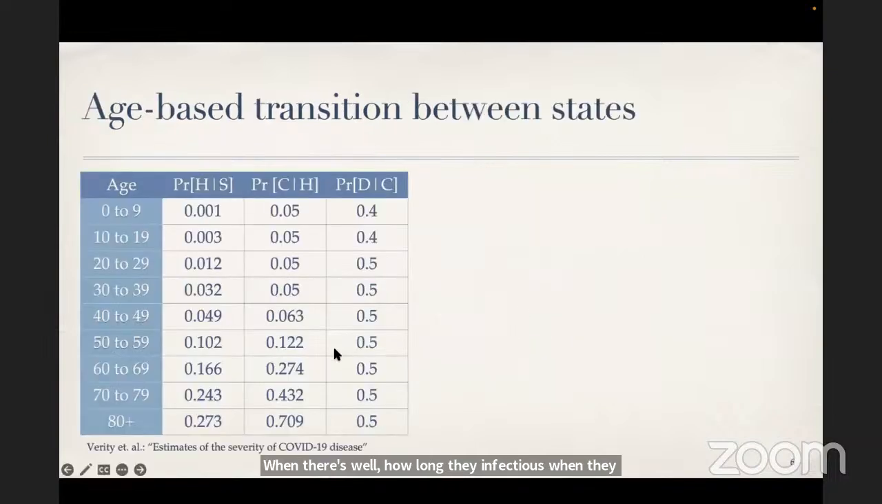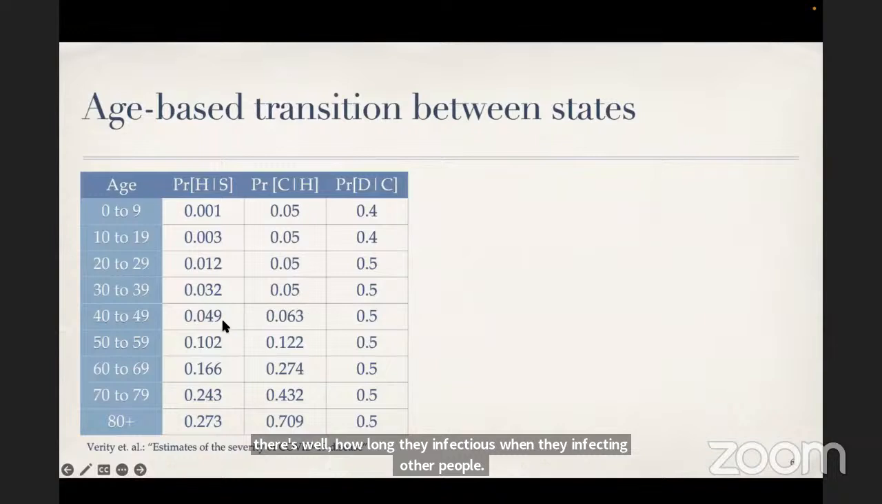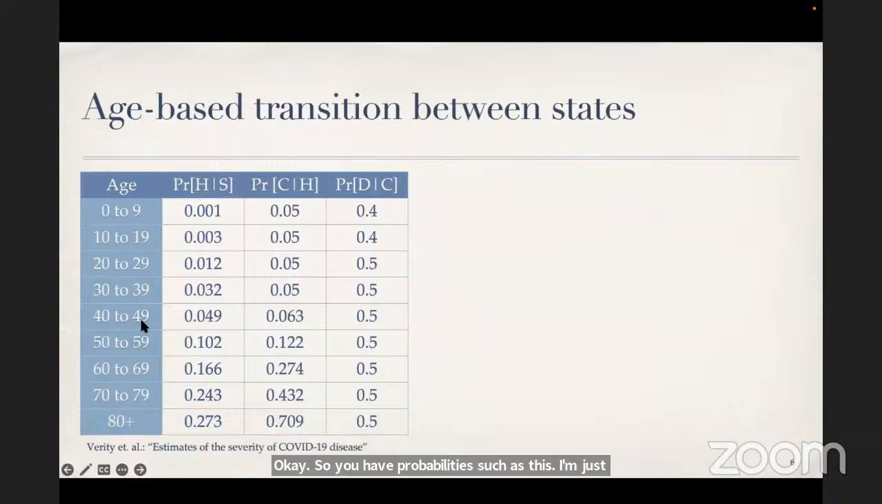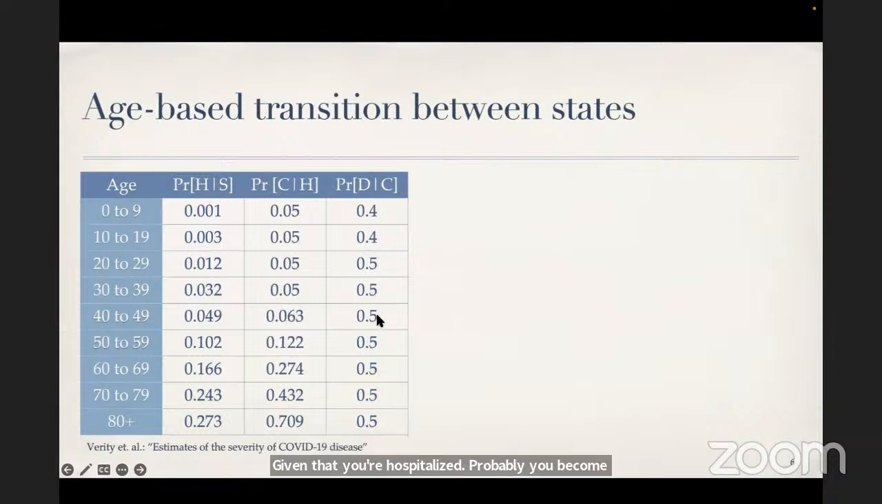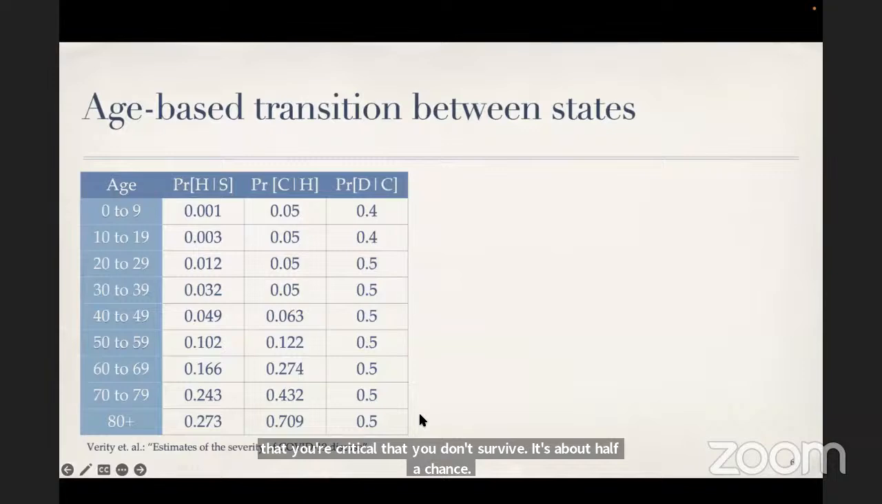Okay, so you have probabilities such as this. I'm just telling you to give you an idea that, if you're between 40 to 49 age, then given that you're symptomatic, probability that you get hospitalized is about 5%. Given that you're hospitalized, probability that you become critical is 6.3% approximately. Given that you're critical, that you don't survive, it's about half a chance. So these were the estimations that were done based on data, and now we use that in our Monte Carlo tool.